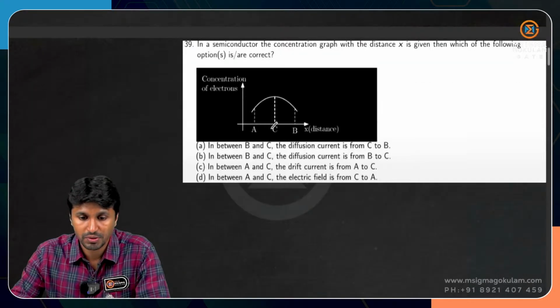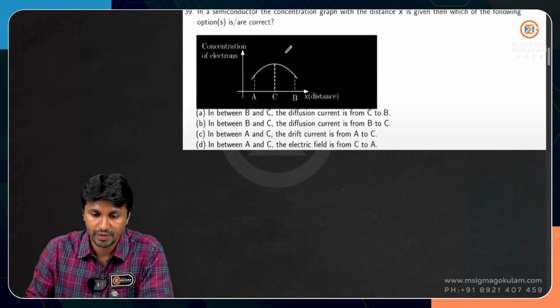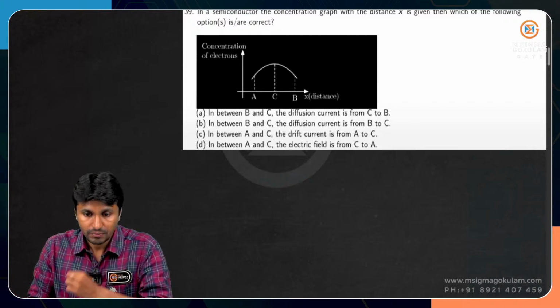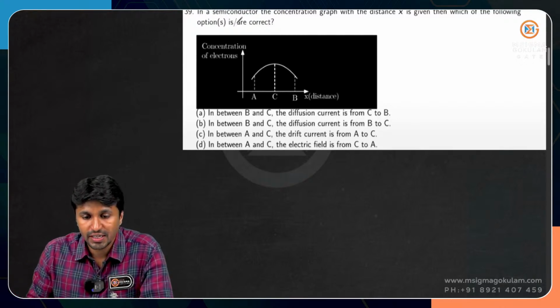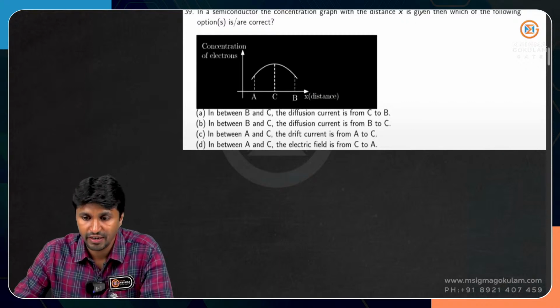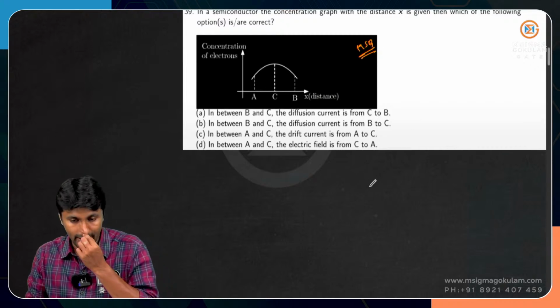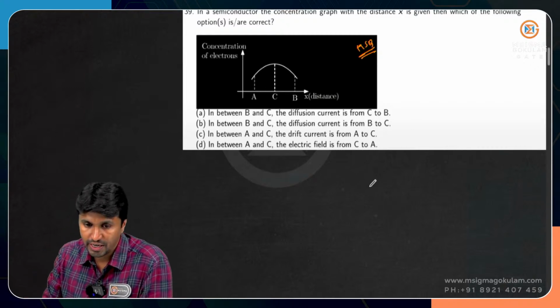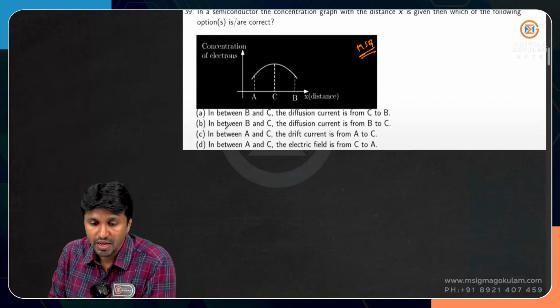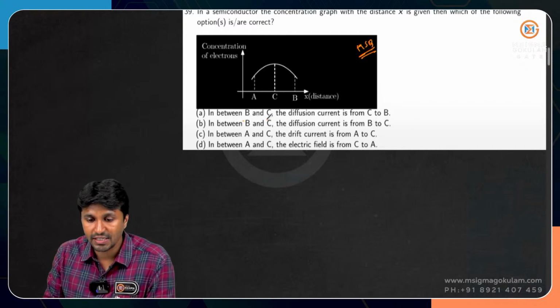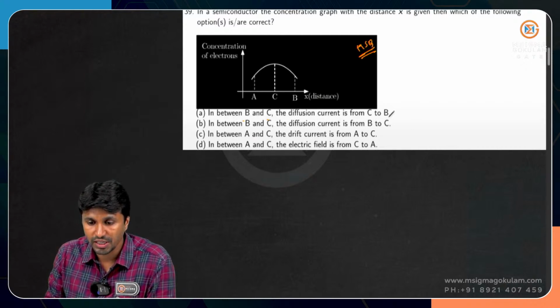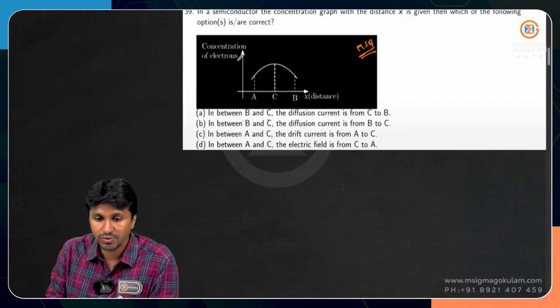Look at the problems from SSG. Read the question carefully. In a semiconductor, the concentration graph with distance x is given. Which of the following options are correct? Essentially this is a multiple select question, more than one option can be correct, so read the question very carefully. The concentration of electrons is given. In between B and C, the diffusion current is from C to B. So look at this one.